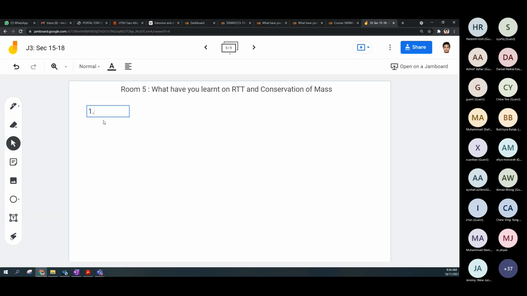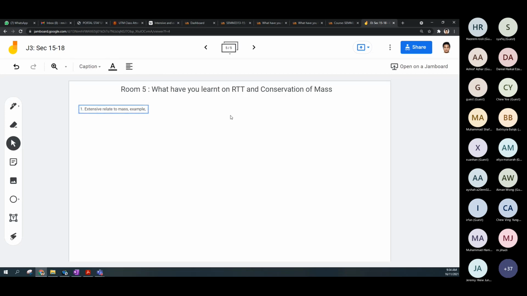Okay, point 1. I learned on extensive property. What is it? Extensive property relates to mass. Example: mass, volume. Okay, so you can reduce the size to fit the caption.